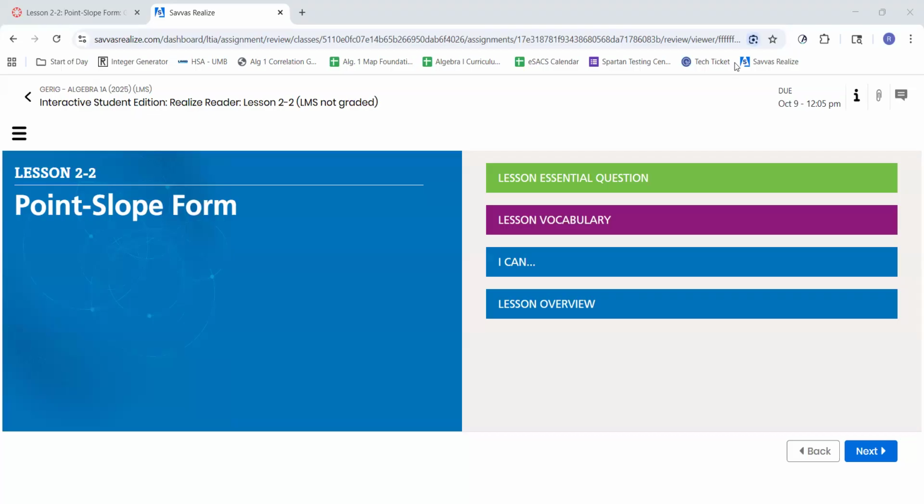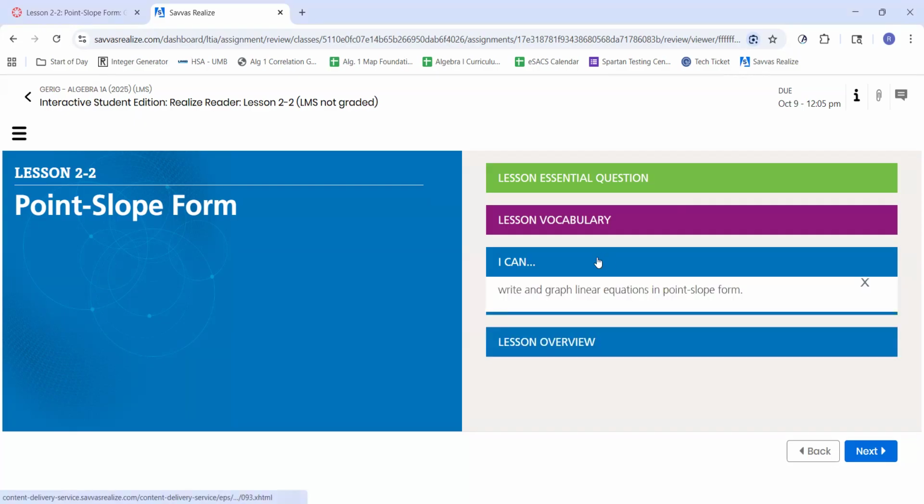Hi, everybody. As we go through this next form of a line, I'm gonna try to make as many connections as possible to the old form, with slope-intercept form. So this is just another form, still have a line. Okay, so today you're gonna write and graph equations in point-slope form. So let's go ahead and get started.